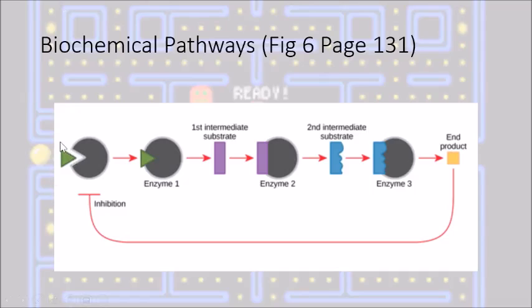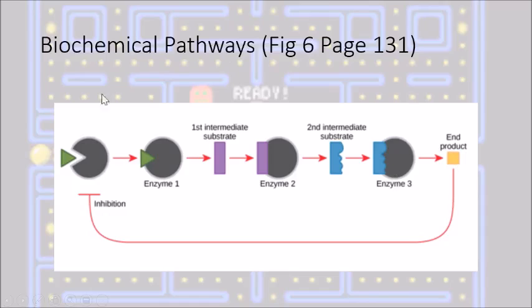So here is your first substrate, this green triangle. It goes into the Pac-Man, hence the background. It breaks it down to form its product. But its product is the substrate that then goes into enzyme number 2 in the chemical pathway. It makes its product, which is this blue thing, and that is the substrate for enzyme 3, and then finally you make an end product.